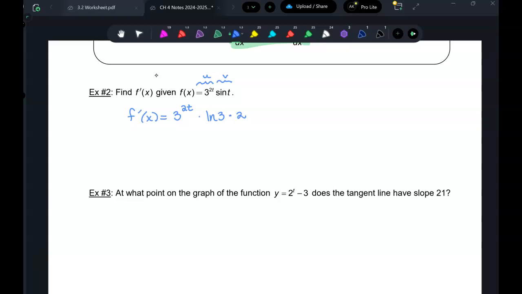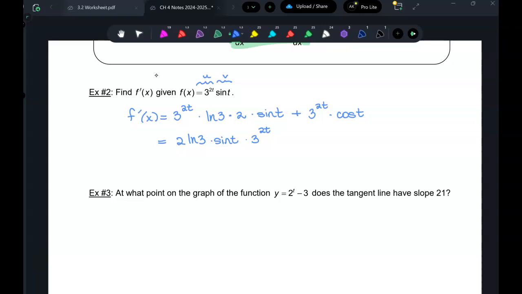So if you were to simplify it, would it be 6 to the 2t? No, we'll keep that separate. We'll just leave it as 2 natural log of 3 times 3 to the 2t. There's not much we could do to simplify it. And then here, we're going to leave sine of t the way it is. Then we have 3 to the 2t times cosine t. So this will be 2 natural log of 3 sine of t times 3 to the 2t.